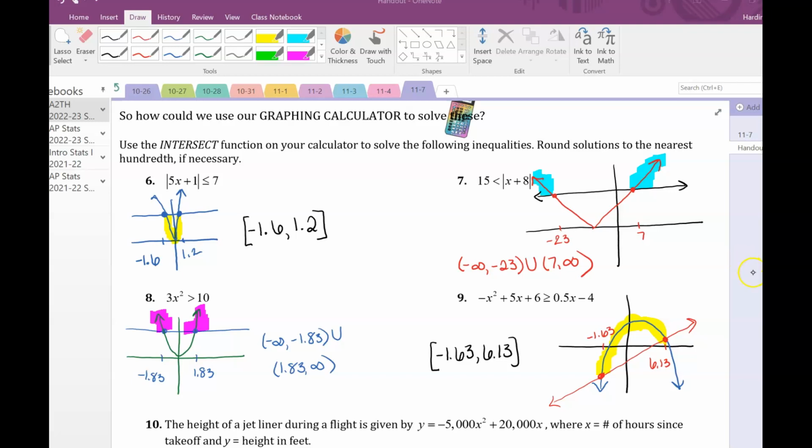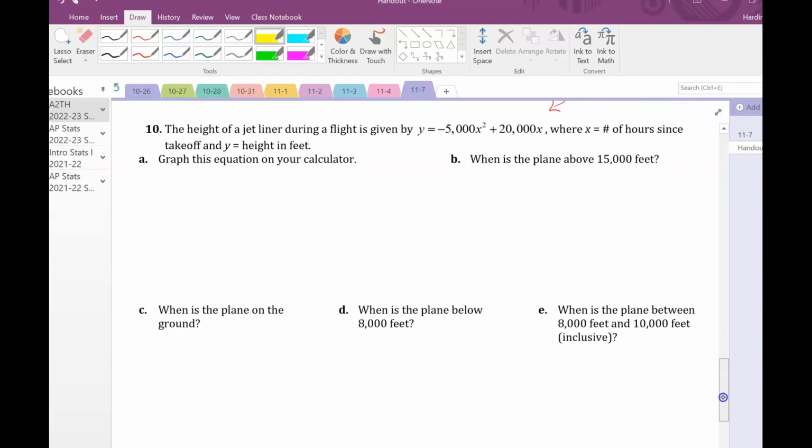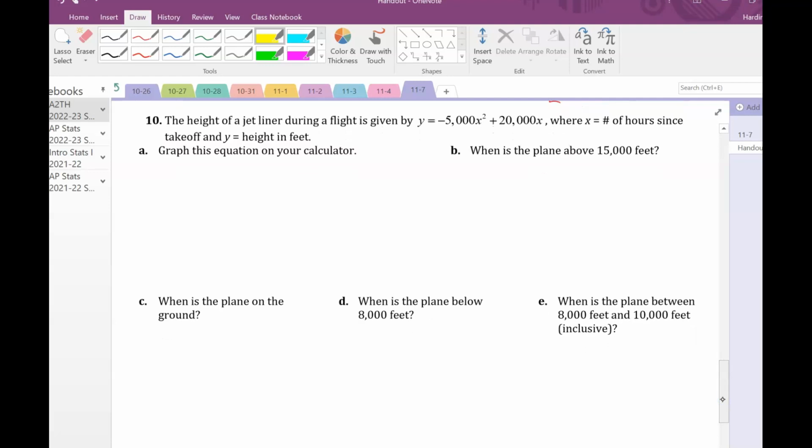All right, so then we can also apply this to the word problems that we've worked on in the past. Take a look at number 10. The height of a jetliner during a flight is given by y equals negative 5,000 x squared plus 20,000 x, where x equals the number of hours since takeoff and y equals height in feet. The first part says graph this on your calculator.